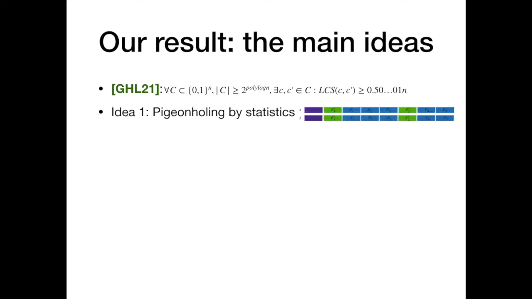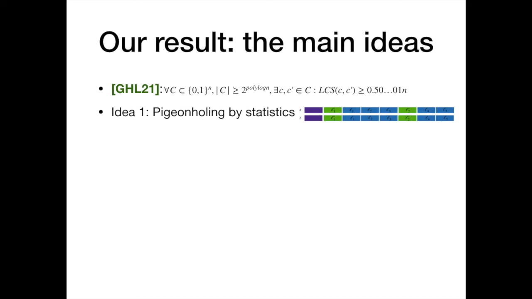The first idea is pigeonholing by statistics. So notice that in our result, we need to choose 2 things. We need to choose two code words or 2 strings, and then we need to choose a common subsequence that's large. So the pigeonholing chooses the 2 code words. So for every code word, we measure some statistics. So we count the number of zeros, we count the number of zeros in the first half, and some other things that are too technical to define. And we're going to do this such that the total number of possible statistics is at most quasi-polynomial.